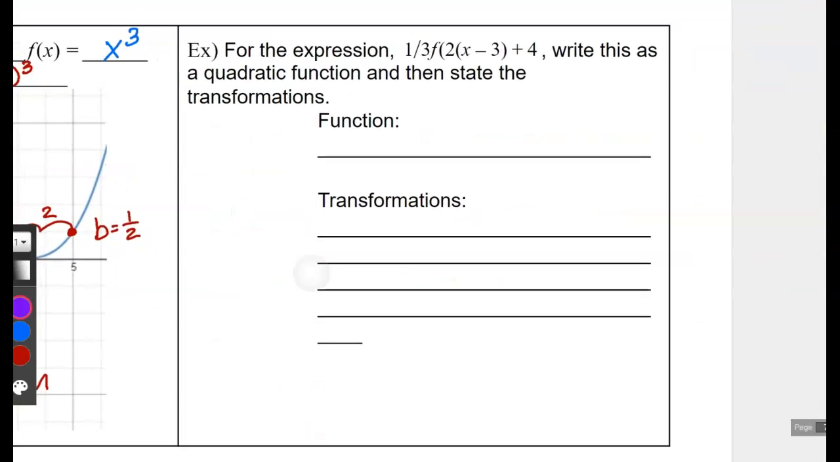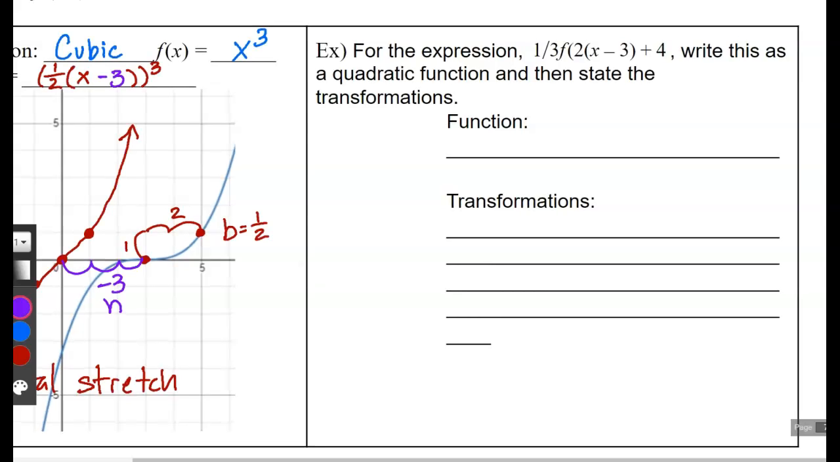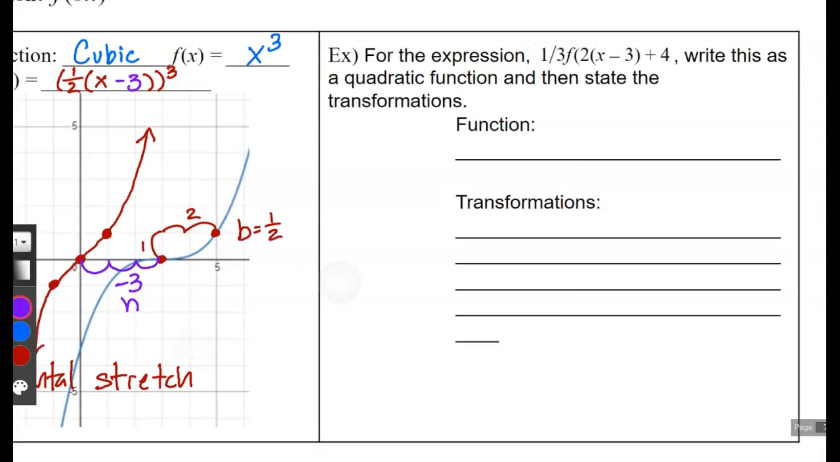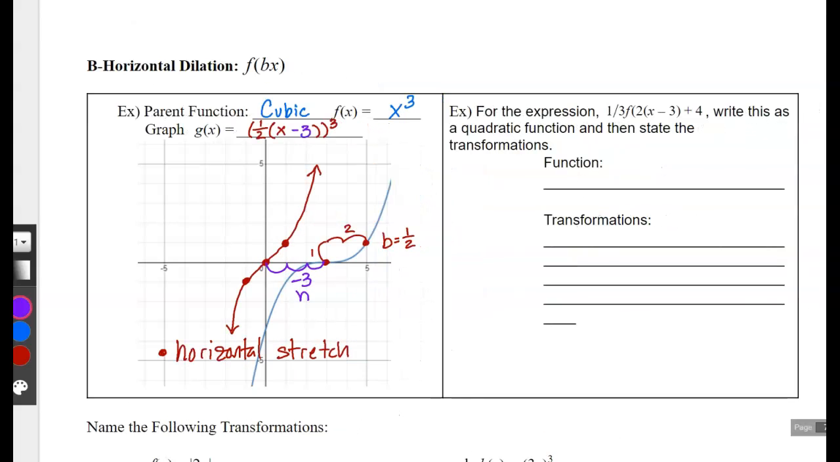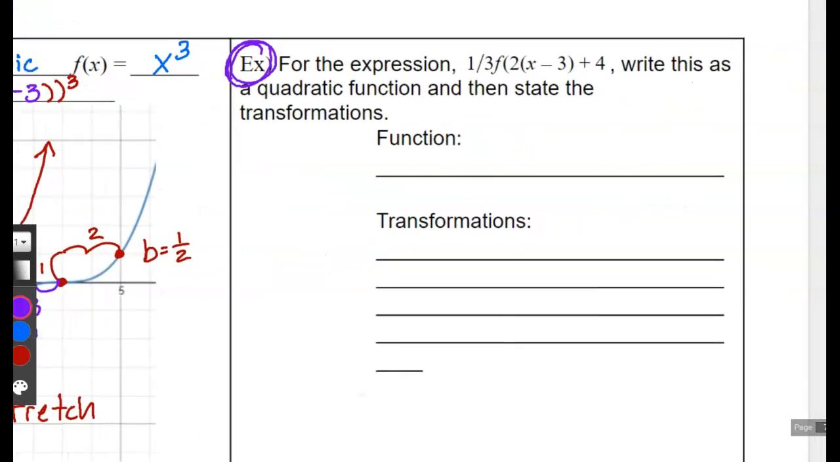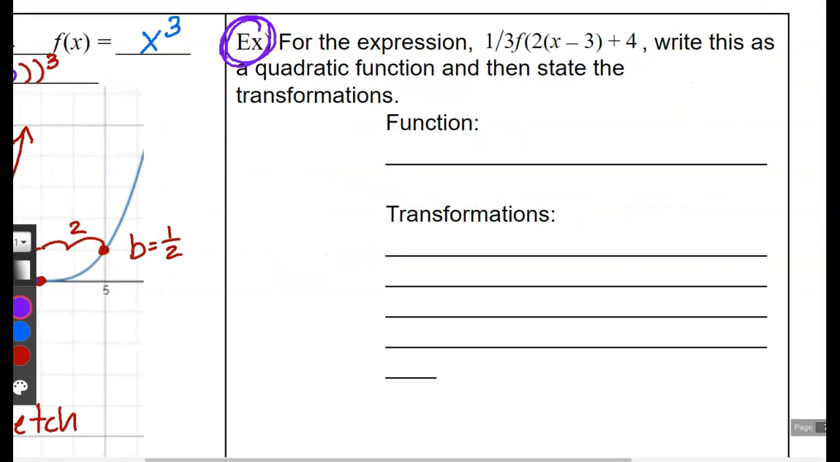Okay, so go ahead and do this next example. This is more going to be like what you'll see on your quiz. Do the next example for the expression 1/3 f(2x minus 3) plus 4, write this as a quadratic function and then state the transformations.